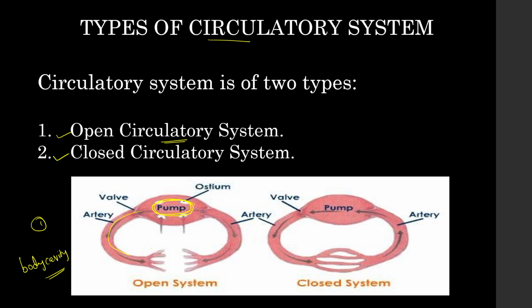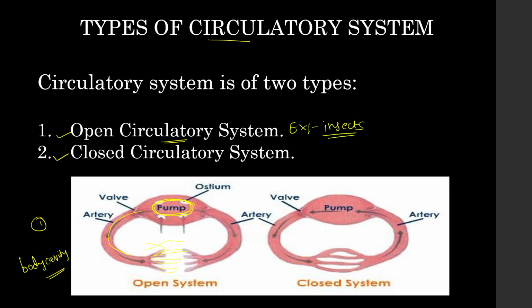Here, as we see, there is no connection between the vessels. The vessels are not attached, and the blood is suspended in the entire body cavity, and through this the blood moves to each and every part of the body. An example of an open circulatory system is insects. All insects have an open circulatory system.